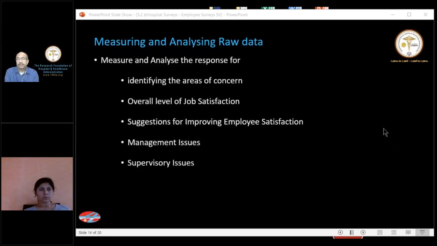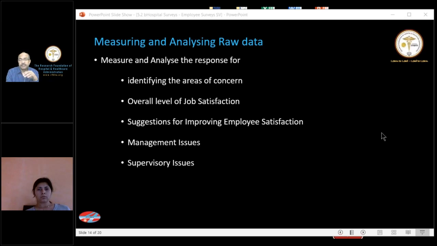So next we need to measure and analyze the response for identifying the areas of concern. We may have issues relating to the work conditions, the salaries, or the training requirements. We need to see the overall level of job satisfaction. This also is one of the requirements of the accreditation system, both in the JCI and the NABH. So this has to be worked out or calculated. Suggestions for improving the employee satisfaction.